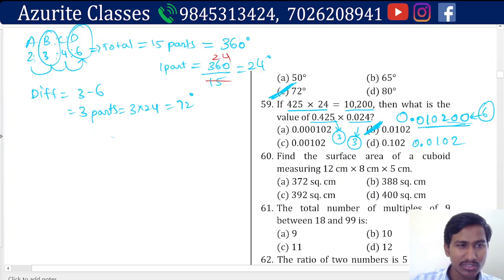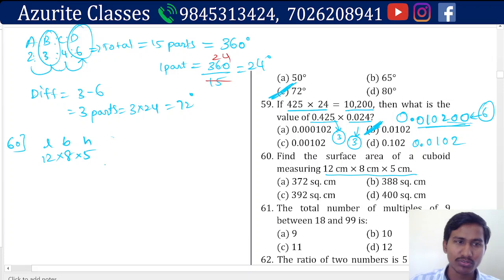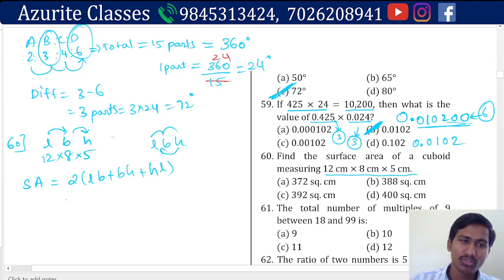So let us do the 60th question now. Find the surface area of the cuboid measuring 12, 8 and 5. So length, breadth, height is 12, 8 and 5. That is given, right? Surface area we know how to find: 2 into length into breadth plus breadth into height plus height into length. So you multiply, you will get the answer.